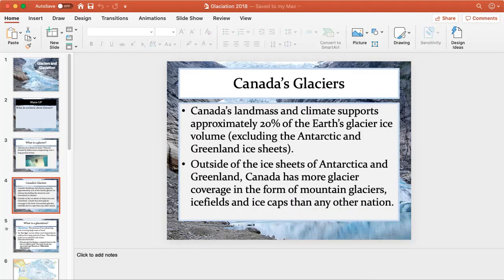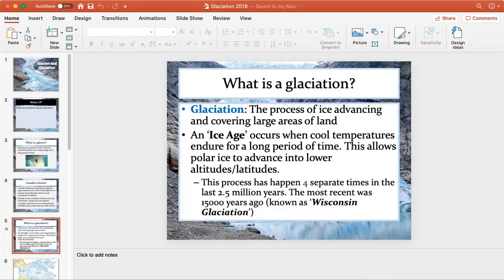Canada's landmass and climate supports approximately 20% of the Earth's glacier ice volume, excluding Antarctica and Greenland. And so it is theorized that at one point, and I think that's going to be one of our other videos. What is glaciation? Well, that is the process of ice advancing and covering large areas of land.